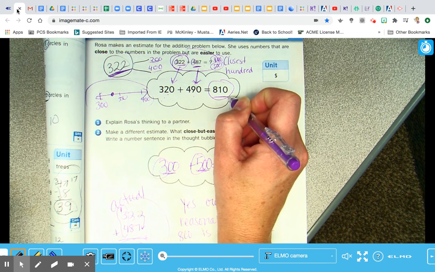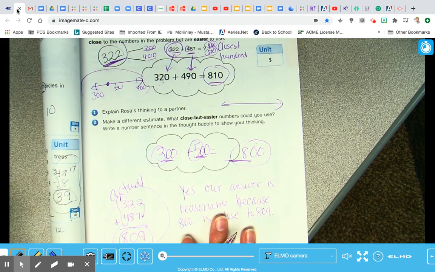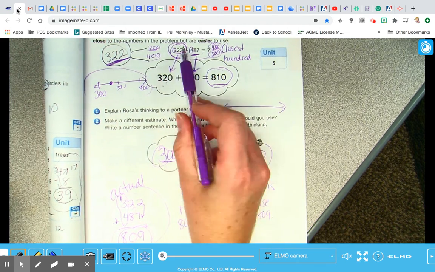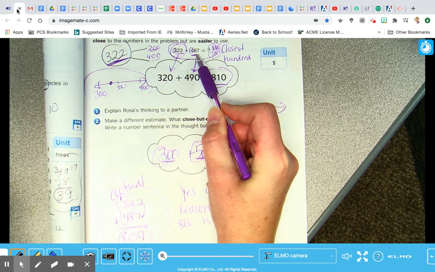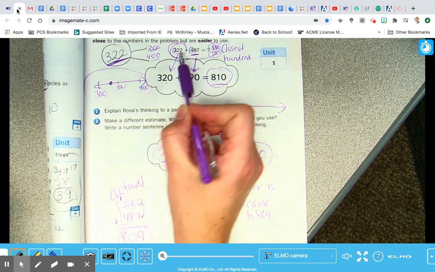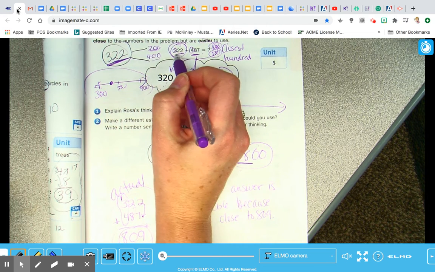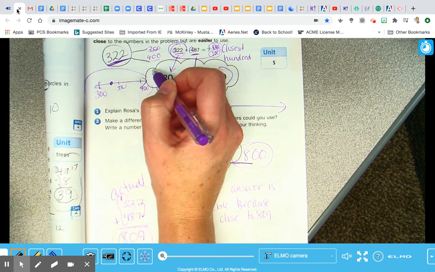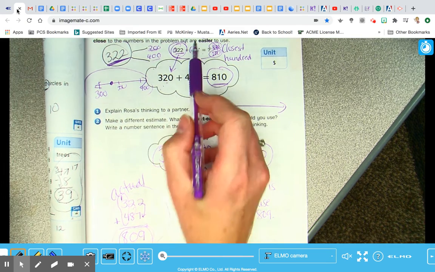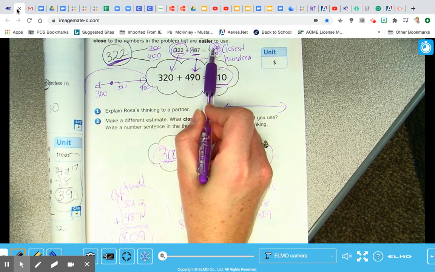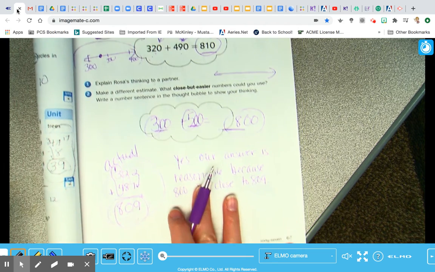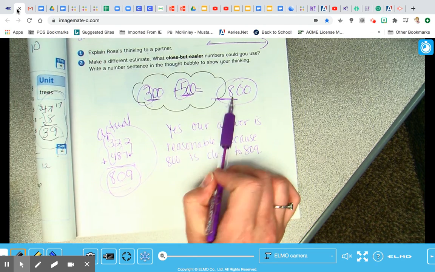Your job in your breakout group today was to think of a number for these two numbers again, 322 plus 487, that were closer, like the closest 100. So you had to think, is 322 closer to 300 or 400? We all said 300. 487, is that close to 400 or 500? You all said 500. And then you added those together and got 800.